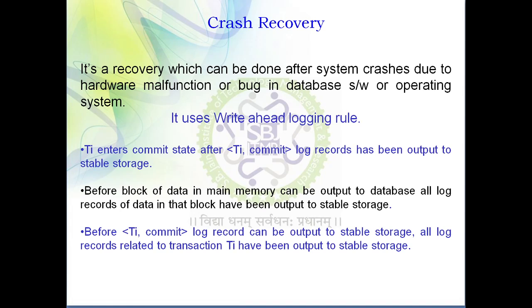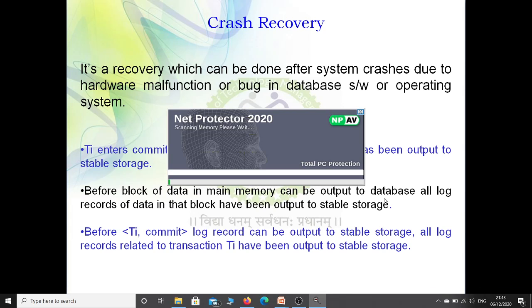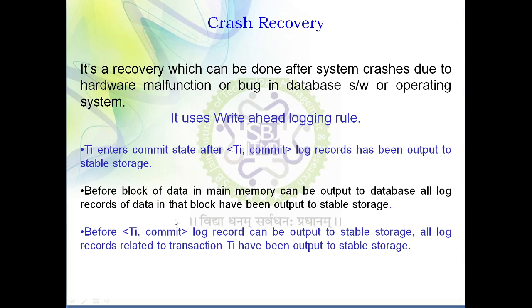Second, before a block of data in main memory can be output to the database, all log records in that block must have been output to stable storage. We know that all the data is stored in secondary memory, but whenever we need to perform any kind of operation, we need to bring the data from secondary memory to main memory, and after performing the changes or processing, we need to send the data back to secondary memory. So before that block of data in main memory is output to the database, all log records in that block must have been output to stable storage.